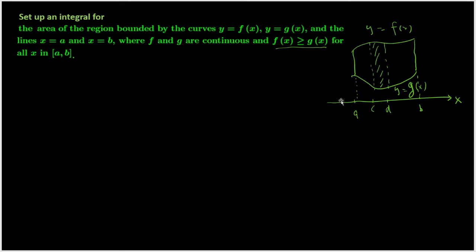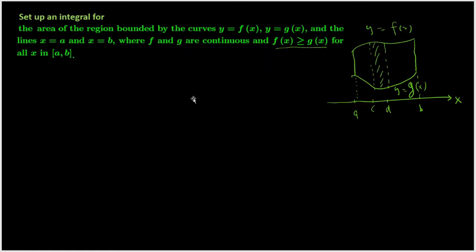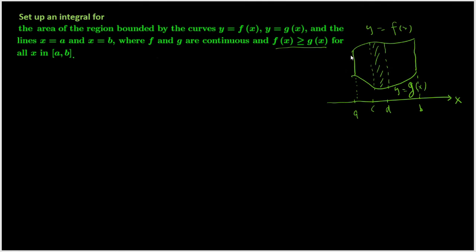If the three conditions are all true, then we can use the infinitesimal method to set up the integral for the total area. Actually, in general, for most quantities we are going to compute, the three conditions are all true. So in many cases, you do not have to verify the three conditions. Now we are going to follow the 3 steps to set up the integral for the area of the plane region, the area between the two curves over AB.